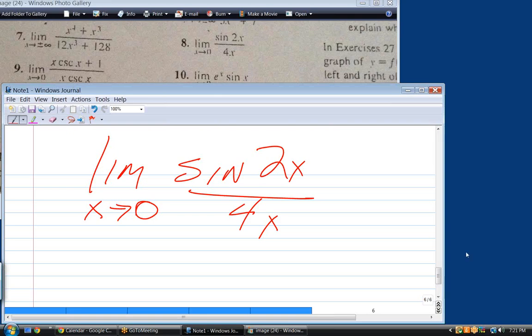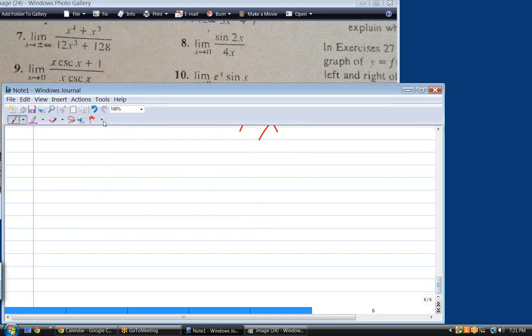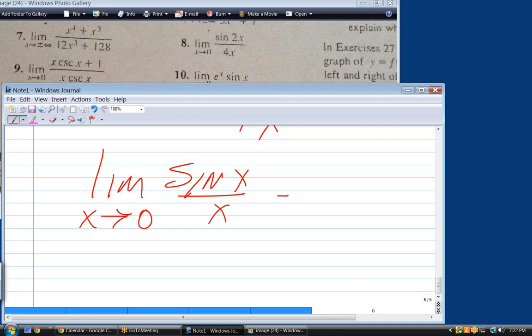Now, the one thing that they've taught you about limits is this. The sine of x over x as x goes to 0 is equal to what? No, 1. Even though it's 0 over 0, that's why 0 over 0 is called indeterminate. Because you can't tell if it's 0, some number, or infinity. It could be any of those three. So you have to do more work.